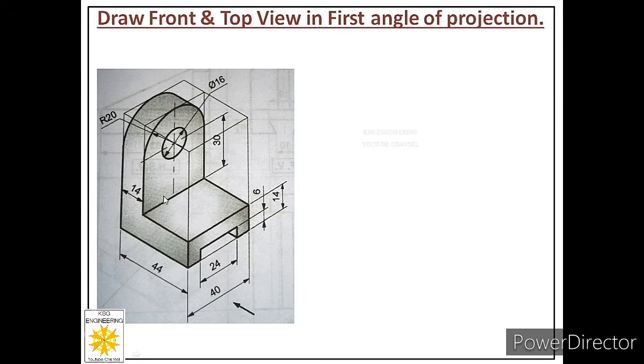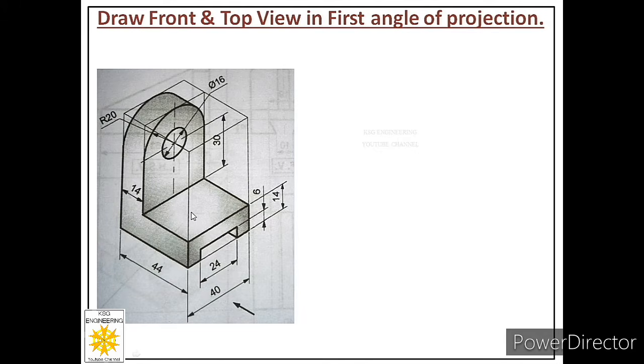So we are given one object and we are asked to draw front and top view in first angle of projection. We know that if we have to draw projections of any object in first angle, we have to assume that the object is in the first quadrant.